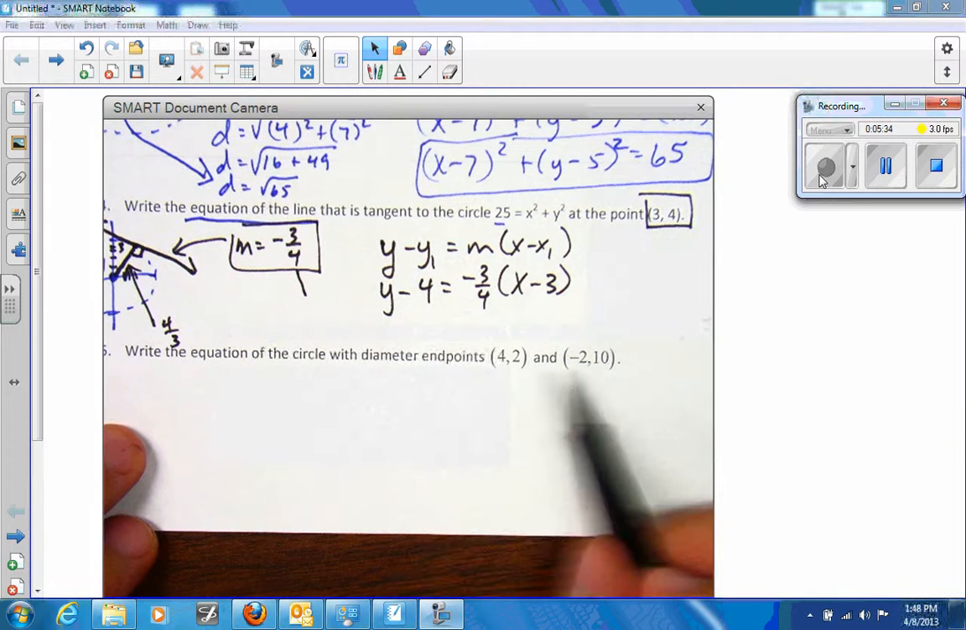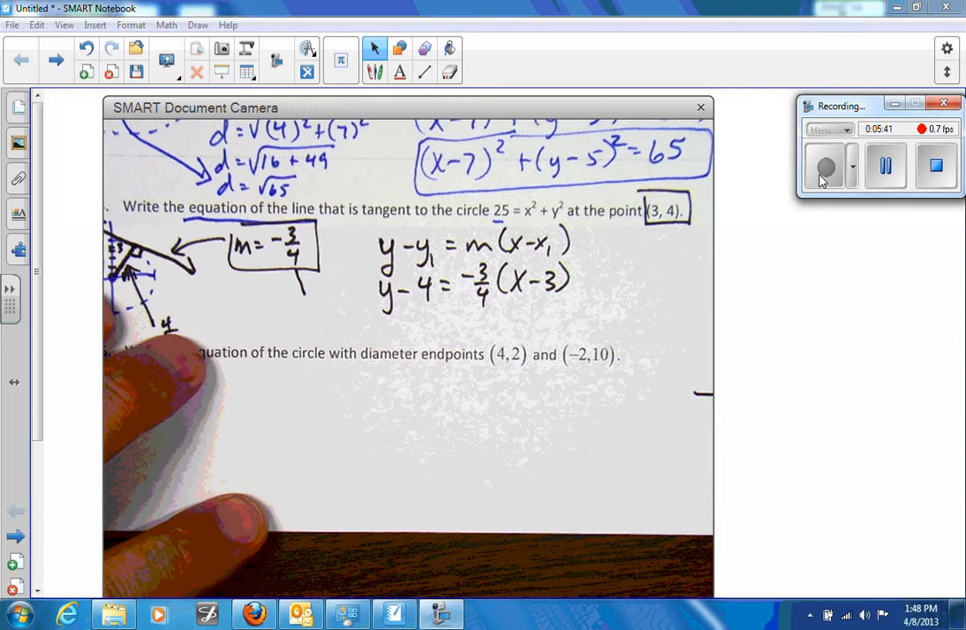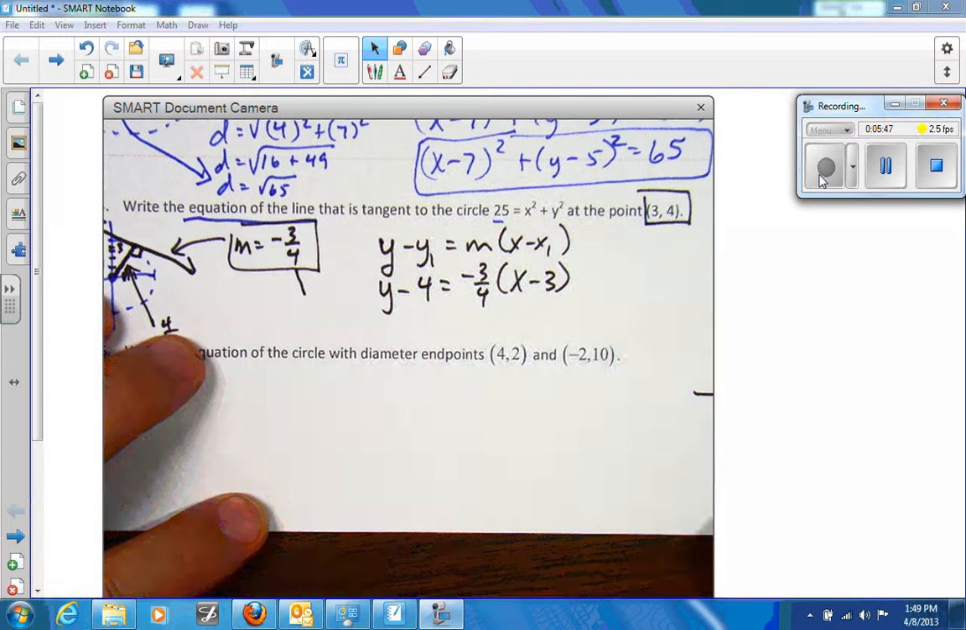Now the last one is write the equation of the circle with diameter. So I'm giving you the two endpoints of the diameter. What it means is if I'm at (-2, 10) and I'm at (4, 2), those are the endpoints of my diameter. That means there's a circle somewhere here. That means my center is going to be about right there. Now, how do I get my center? Well, it's the midpoint formula.